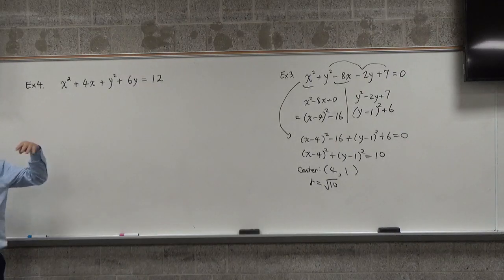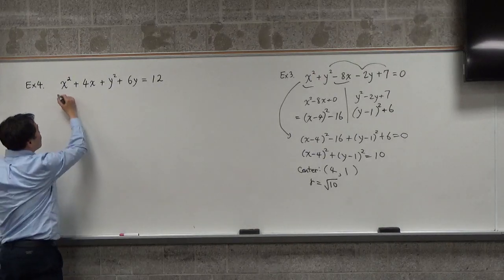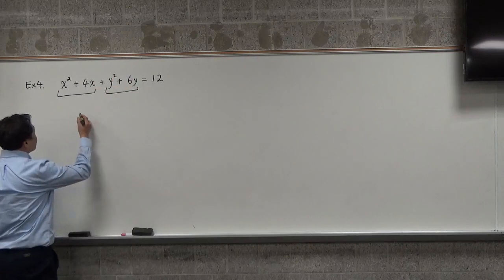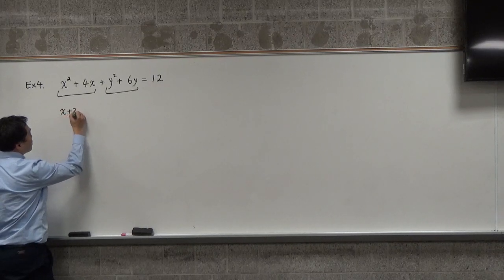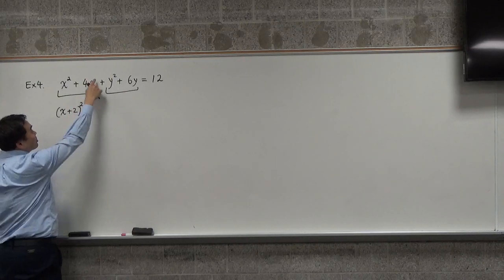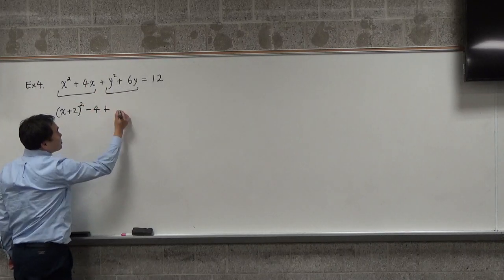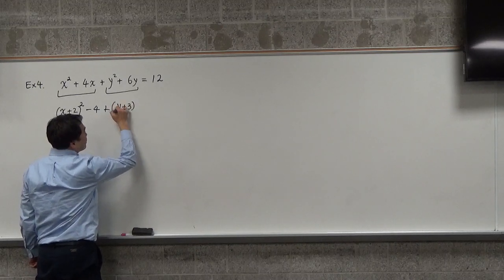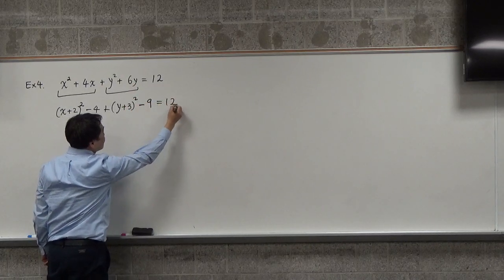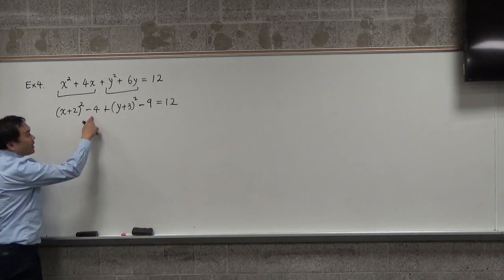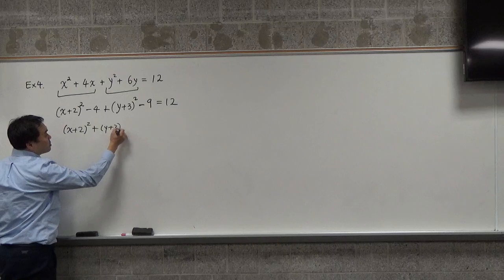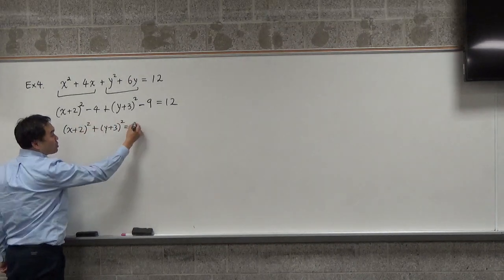Okay, so for this one, if you want to do it this old way that I said, you really have to think of it like this one and this one with both as plus 0. So for this one, you say it's x plus 2 squared, because half of 4 is 2. Minus 2 squared, which is 4. 4 plus what gives you nothing? Negative 4. For this one, half of 6 is 3, and then 3 squared plus what gives you nothing? Negative 9. And now you add the 4 and 9 to the other side, which gives you x plus 2 squared plus y plus 3 squared equals 4 plus 9 is 13, 13 plus 12 is 25.